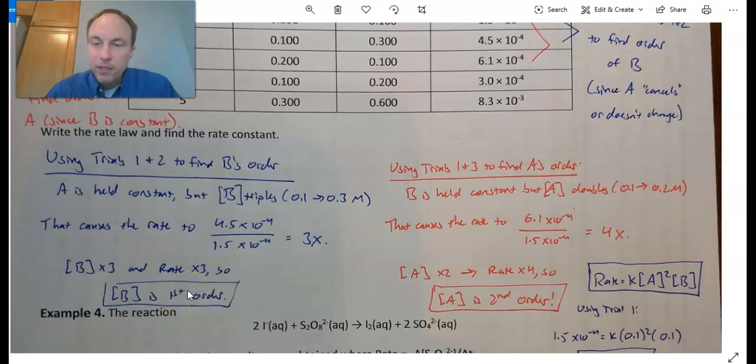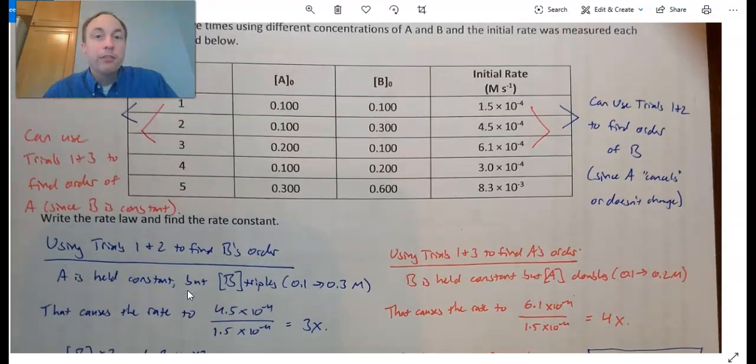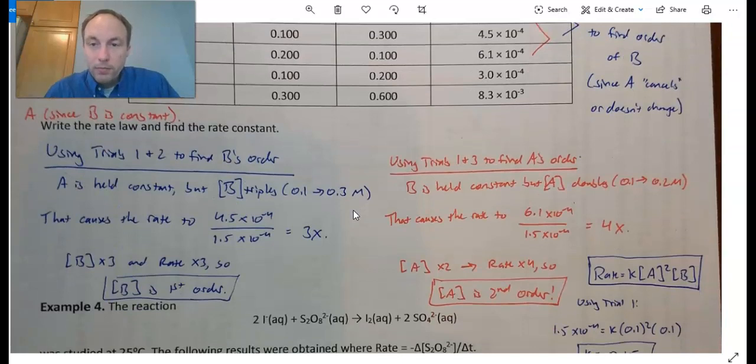Halfway done. Next task is to figure out what effect A has on the reaction. We find two trials that have the same B. Let's see, it looks like 1 and 3 would be the best shot there. Then we look for differing A in 1 and 3. So we're doubling the amount of A, going from 1 to 3. We're keeping B the same, so if the rate changes, it's because of A. And that's over here in the red.